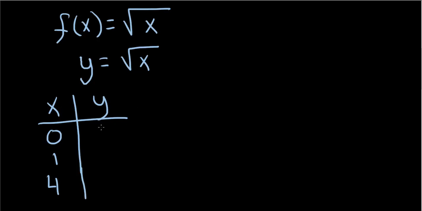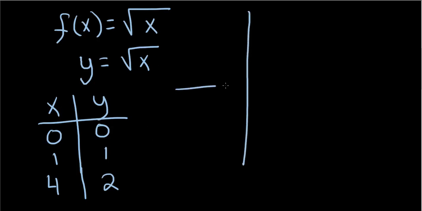So when x is 0, y is going to be 0 because the square root of 0 is 0. When x is 1, y is going to be 1. And when x is 4, y is going to be 2 because the square root of 4 is 2. So now we're going to plot these points on a plane.